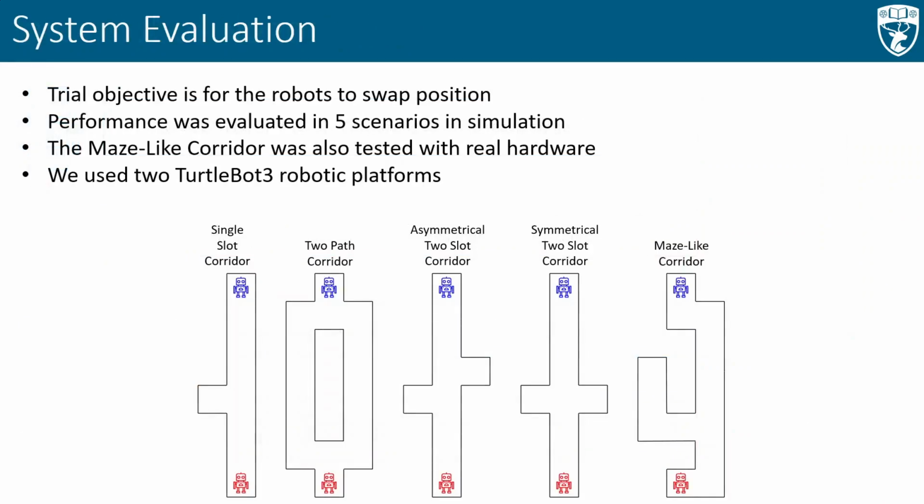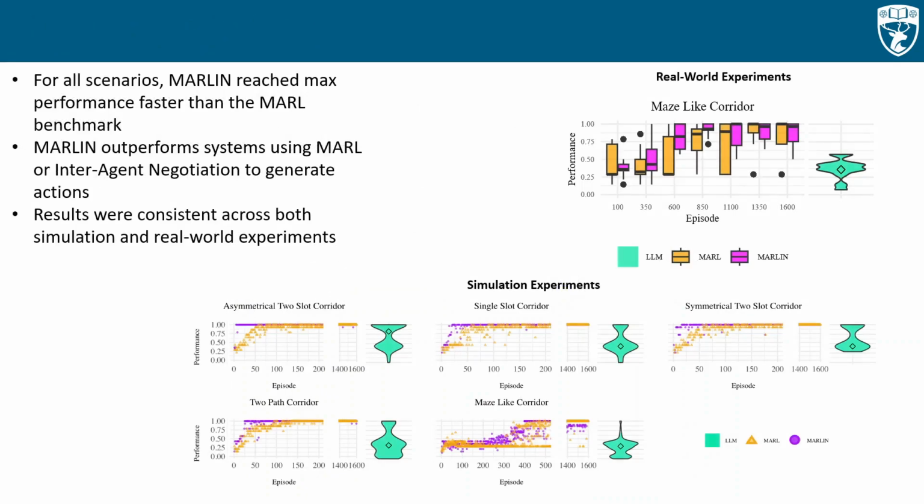MARLIN was evaluated against benchmarks using a standard MARL implementation and one using only the LLM generated plans. We evaluated 5 scenarios in simulation and 1 in real life. MARLIN trained faster than the MARL benchmark with little cost in performance for all scenarios.